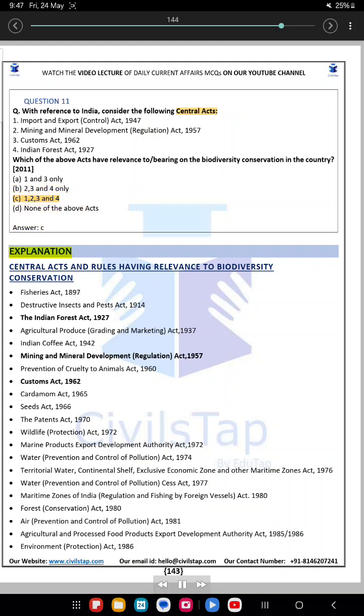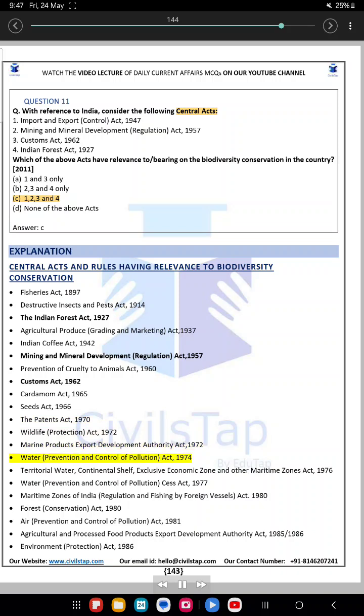Answer, C. Explanation. Central acts and rules having relevance to biodiversity conservation: Fisheries Act, 1897. Destructive Insects and Pests Act, 1914. The Indian Forest Act, 1927. Agricultural Produce Grading and Marketing Act, 1937. Indian Coffee Act, 1942. Mining and Mineral Development Regulation Act, 1957. Prevention of Cruelty to Animals Act, 1960. Customs Act, 1962. Cardamom Act, 1965. Seeds Act, 1966. The Patents Act, 1970. Wildlife Protection Act, 1972. Marine Products Export Development Authority Act, 1972.